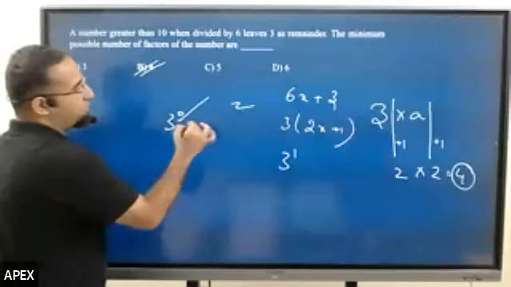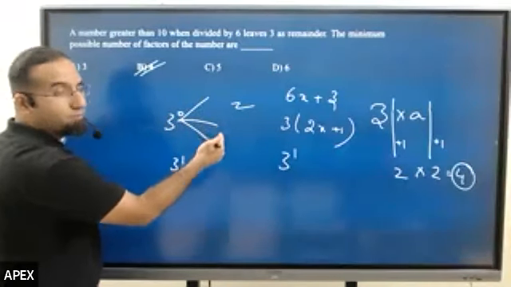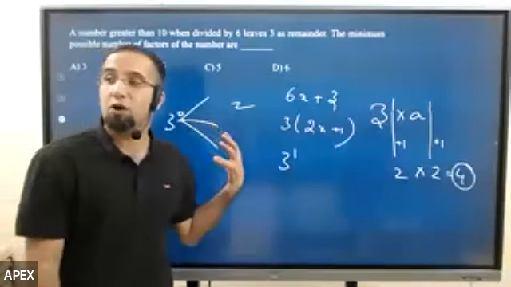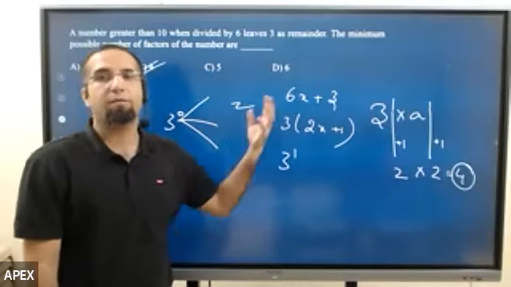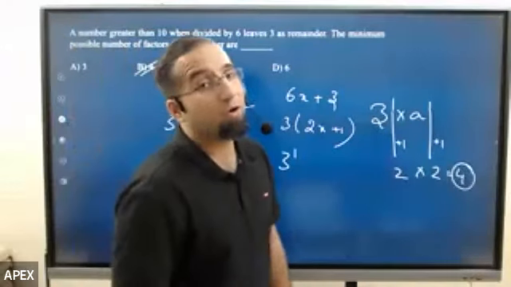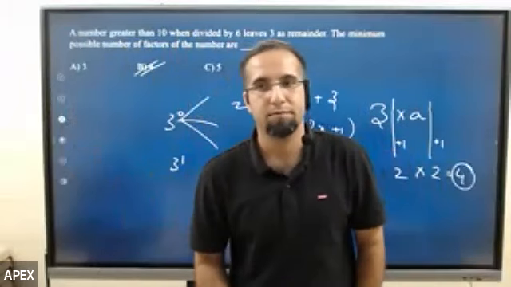Clear? If you understand it this way, 3 to the power 0, 3 to the power 1, and with a composite number, more than 2 factors, minimum 3 factors come. So 2 into 3, how many come? 6 come if it is a composite number. Clear? And if it is a prime number, you'll have 4 factors and therefore your answer has to be 4. Now you cannot leave this question in the exam.